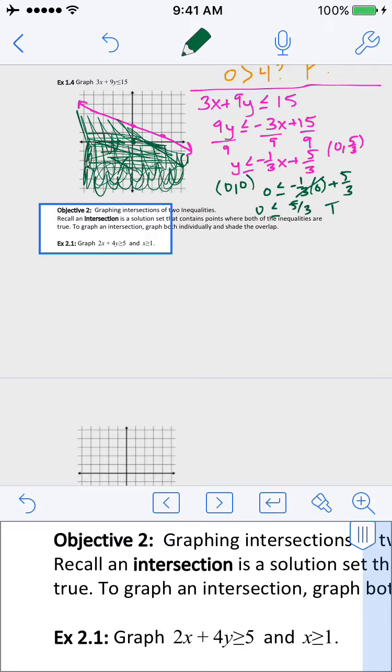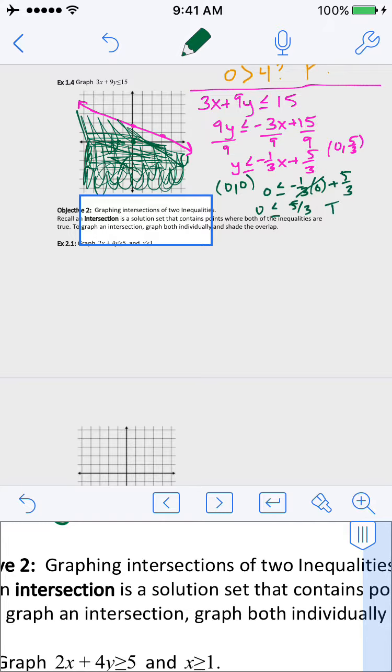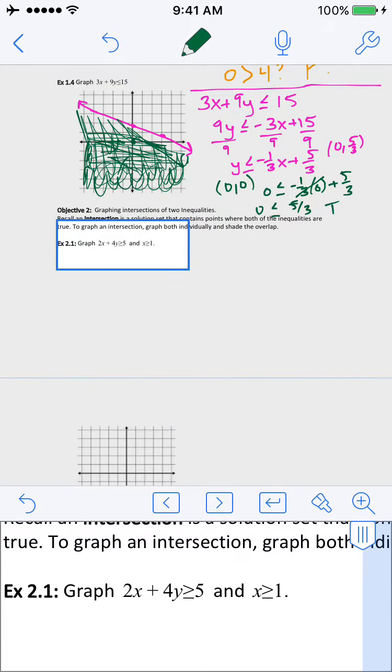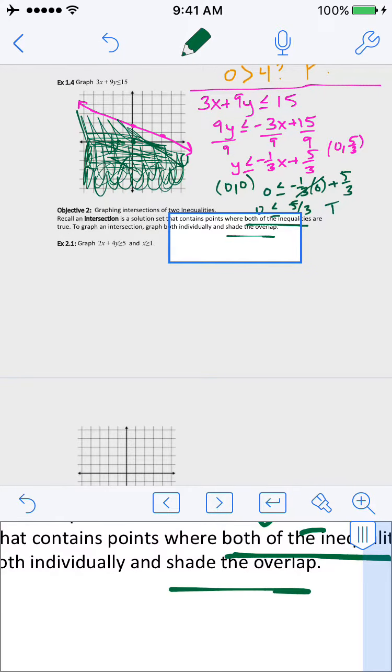Alright, so now we're going to be graphing what we call intersections of 2 inequalities. Now, that sounds super complicated. It's not. We're going to graph 2 inequalities on the same plane, and then we're only going to shade the part that makes them both true. That's really the idea here. So both of the inequalities, that's what we're going to do. We only want to shade the part where they're both true, or shade the overlap.